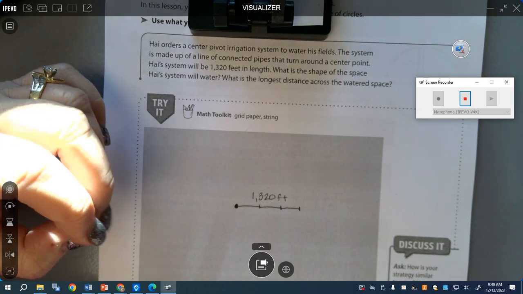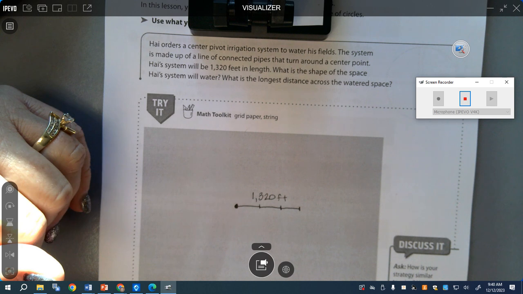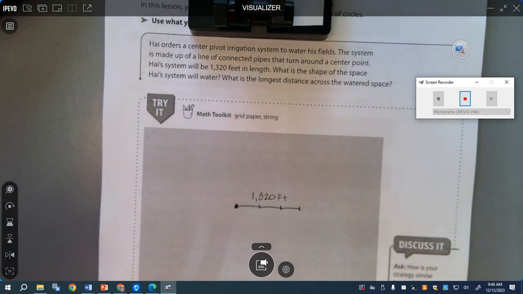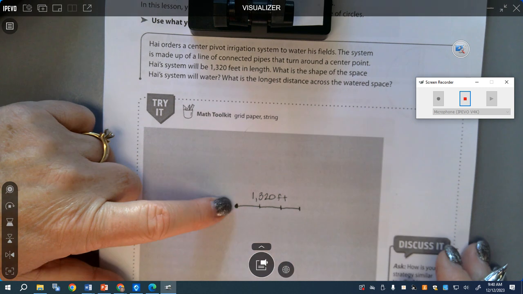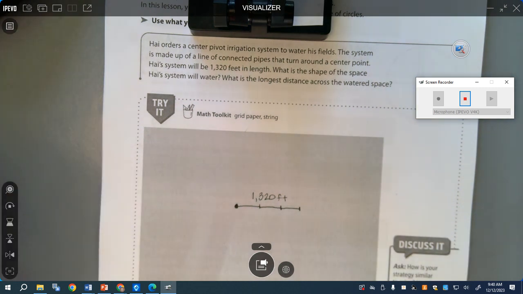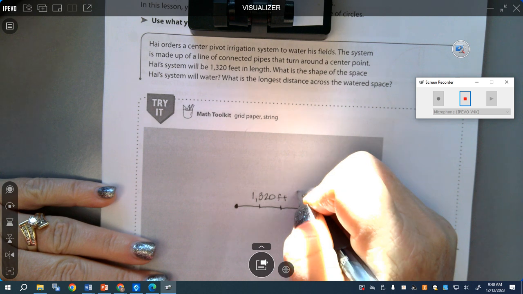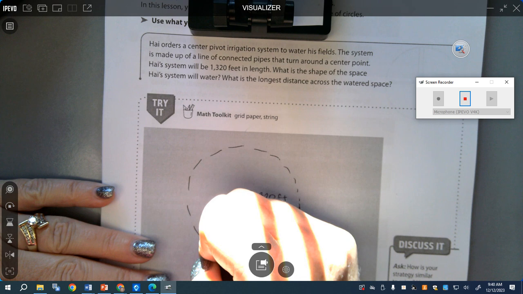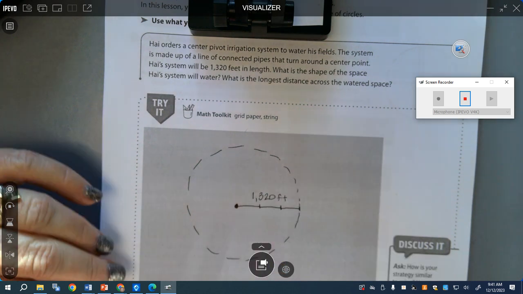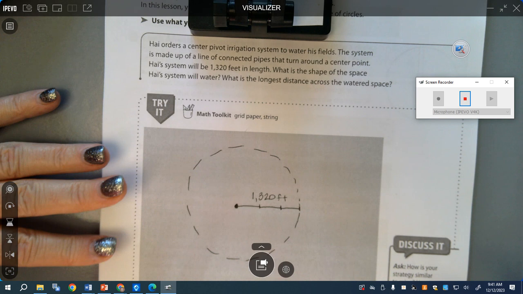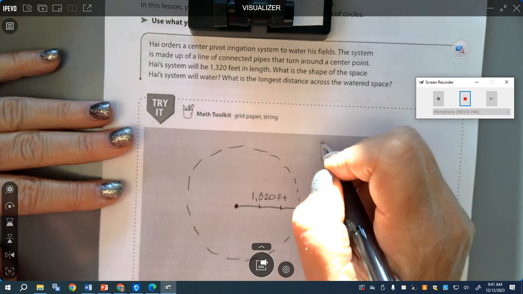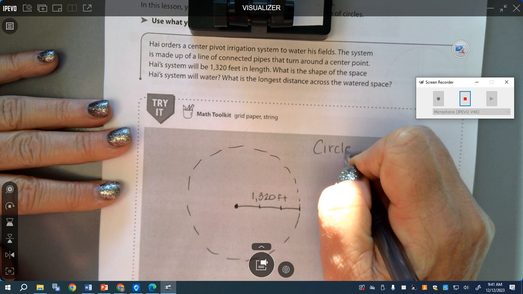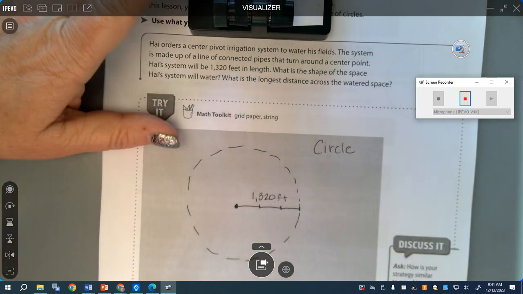Does anybody have what shape this might make? Raise your hand if you do. All right, what do you think it might make? Okay, you think a circle. Does anybody else have a different one? Okay, well, let's see. Just like if we were to do the sprinkler, it goes around here. This is a really bad drawing, but ta-da! Congratulations. This absolutely, positively makes a circle. So the shape that is formed is a circle.